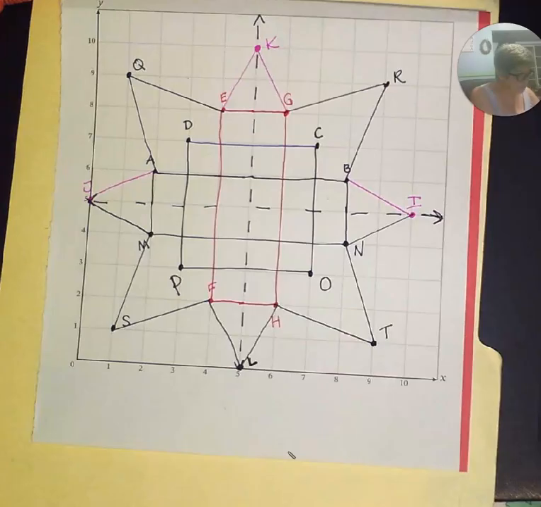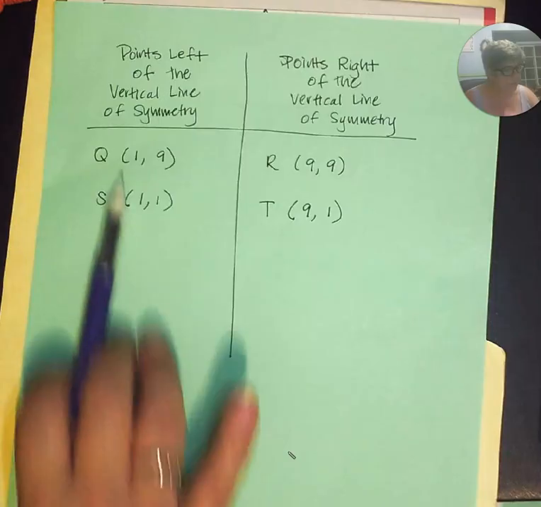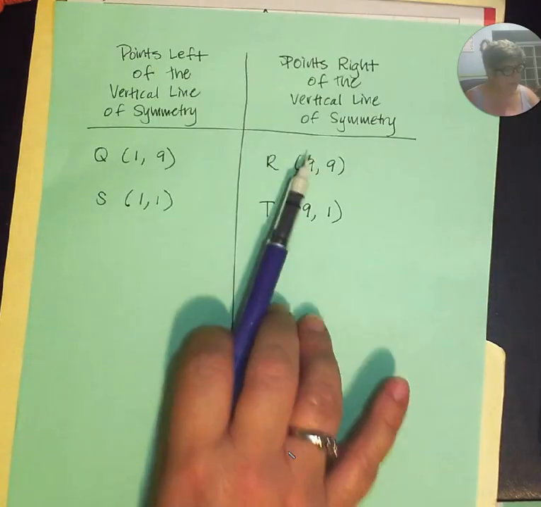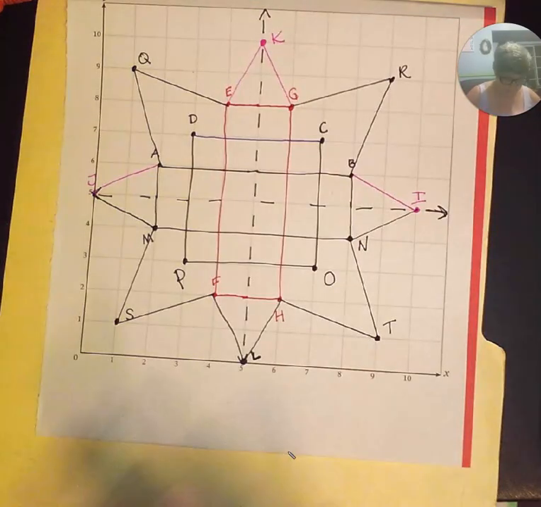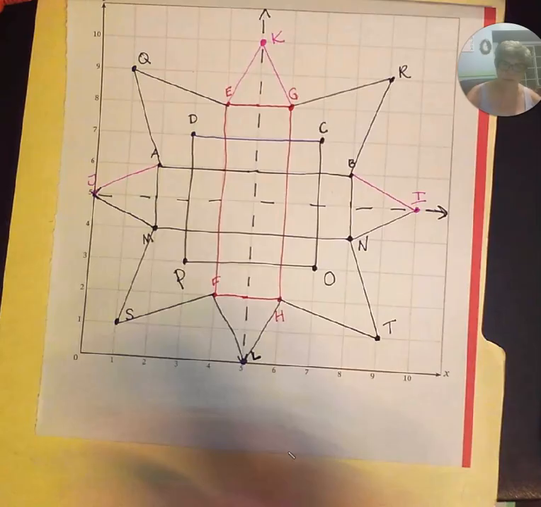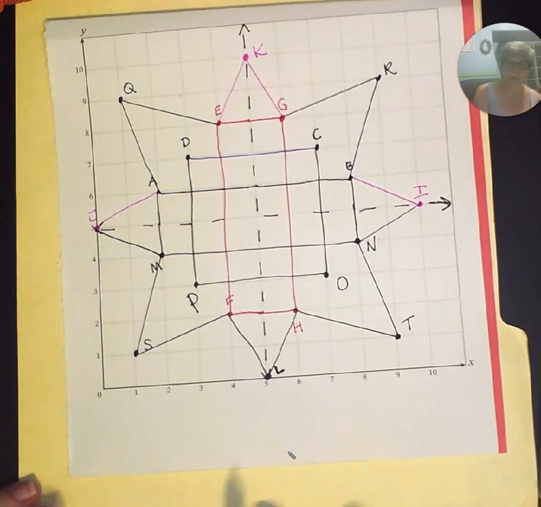And we have one more chart. Points left of the vertical line and points right of the vertical line. And we can see that our y's are the same. Okay. Wow. Quite a thing. And depending on what you're doing, you might want to color this and design a quilt square or design a park or make something cool.